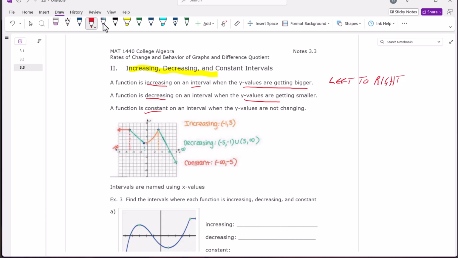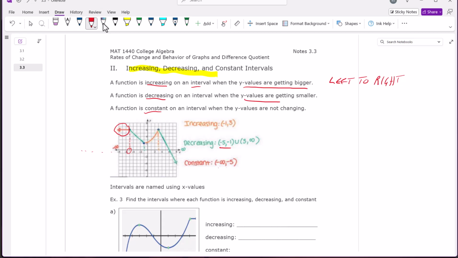So if you look at this graph right here, this region here would be constant. We would say from -infinity to -5. Okay, we're always naming these intervals with x values. So from negative infinity until we get to -5, you're constant. Then we're decreasing. That looks like from -5 to -1. Then it decreases again from 3 to infinity. And then you're increasing from -1 to 3.